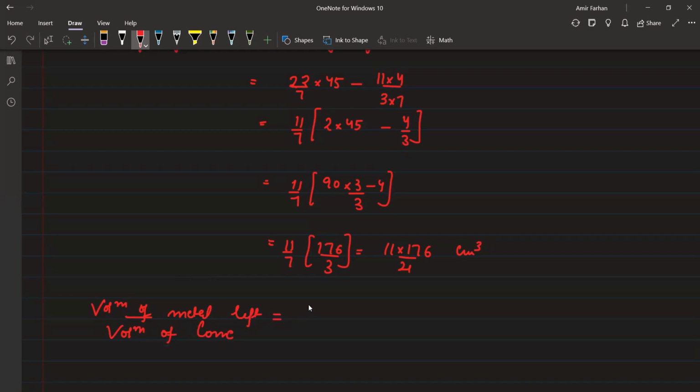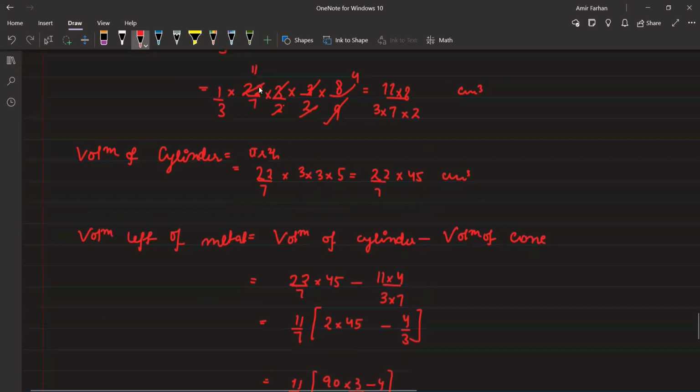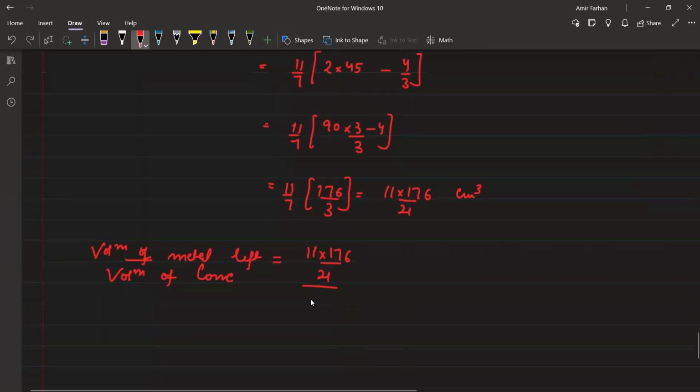It is equal to 11 into 176 by 21 divided by 11 into 4 by 3 into 7. So this 21 will cancel this 21. Yes or no? This 11 will cancel this. So what is left is 176 by 4. So 2 8s are 16, and 16, 88 by 2, and it is 44. So what is coming out to be 44 is to 1.